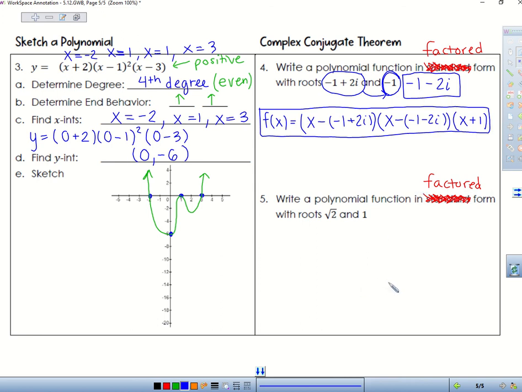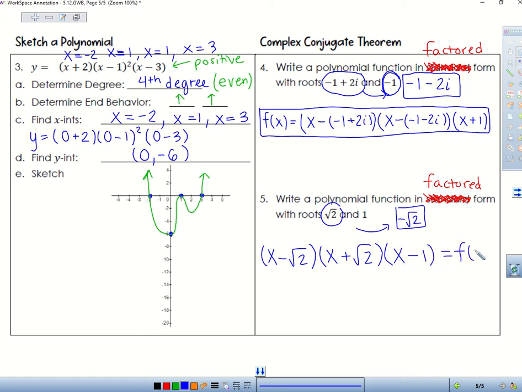So, for the next one we're given, you want to look for either a square root or an imaginary number. Do we have either of those things here? Square root of 2. What's the conjugate of that? Yeah, negative root 2. So how we're going to do it is x minus root 2, x plus root 2, and x minus 1, and that's all equal to f of x. You could have had the f of x in the beginning as well. That's fine. That's all I'm requesting for today, and on the homework, that's all I'm looking for as well.